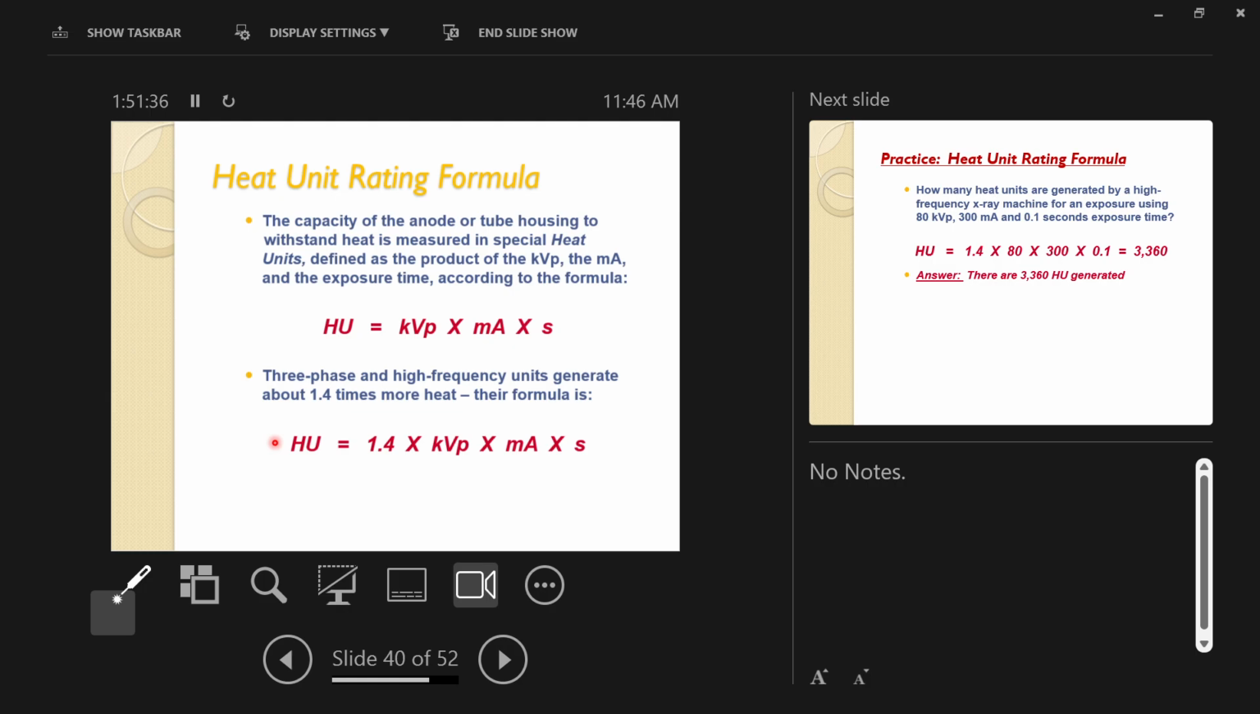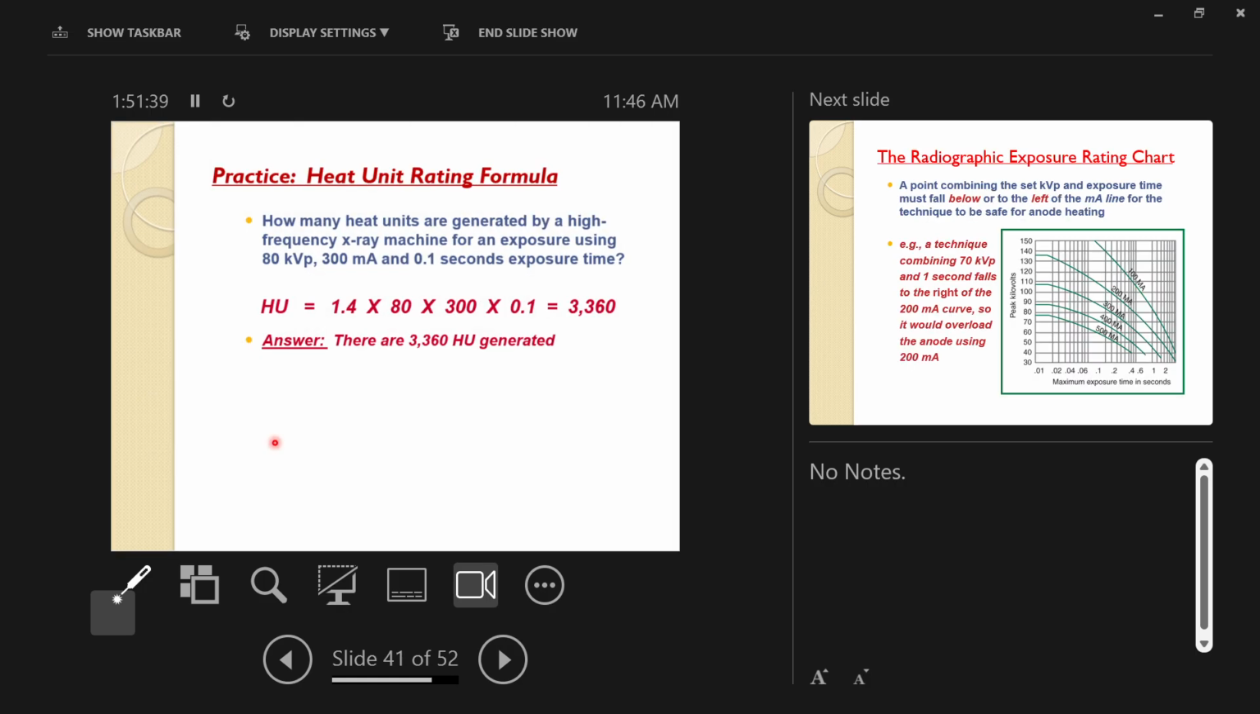Let me give you an example, and we'll see how we can put this to work. This example asks: how many heat units are generated by a high frequency X-ray machine for an exposure of 80 kVp, 300 mA for 1/10 of a second? This, by the way, is a 30 mAs exposure, 300 times 0.1. 30 mAs is like maybe a lumbar spine, or ribs below the diaphragm. But in any case, those are the numbers.